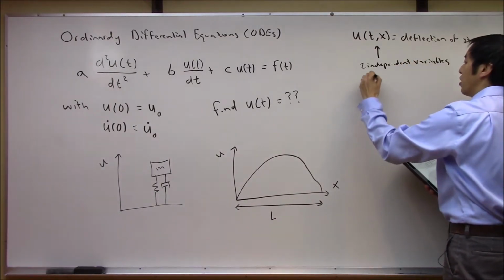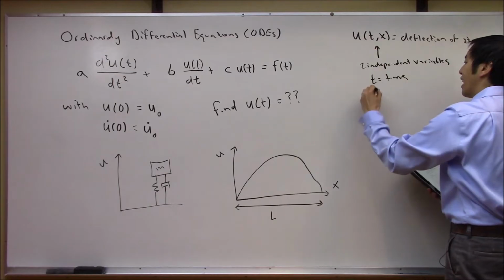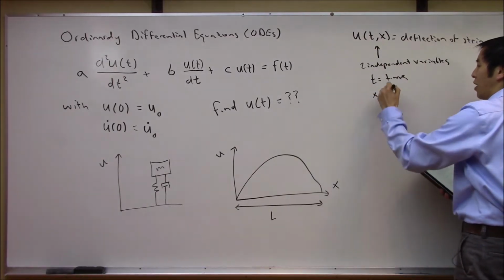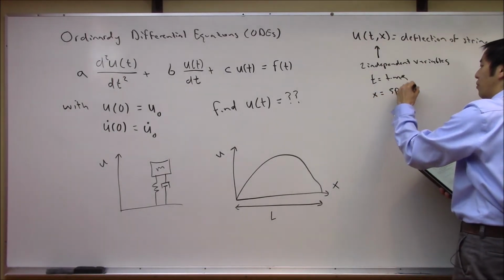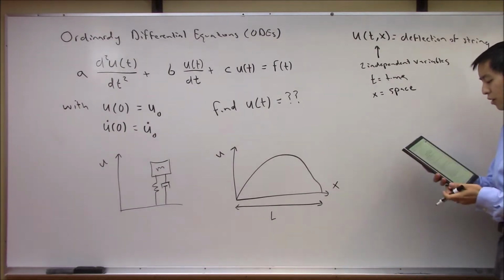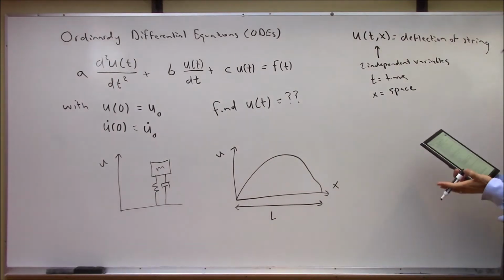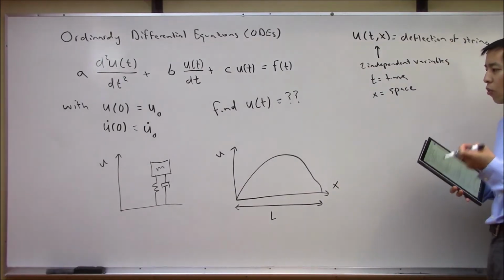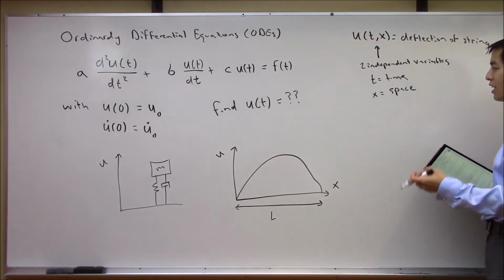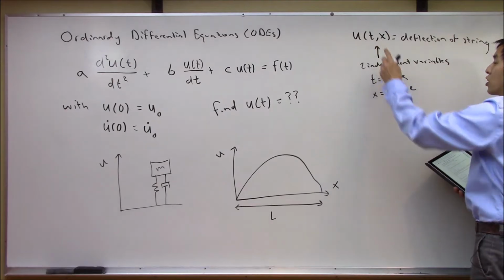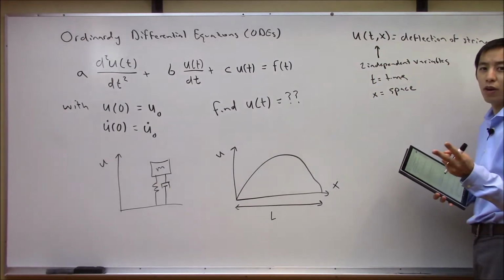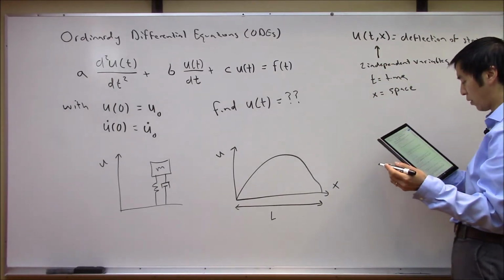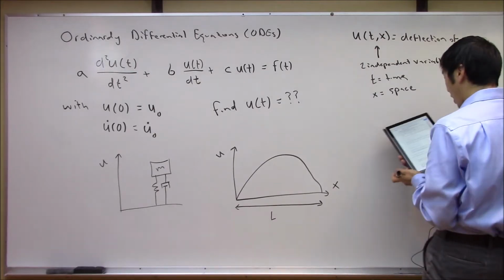You've got t here, which is time, and x here, which is some sort of, I guess we can call it space, right? Because it's some spatial location at an x distance here. So in this case, the deflection of this string is not going to be governed by an ordinary differential equation. I need to find this function u, which is a function of two independent variables, and that's what makes this a partial differential equation. So let's go ahead and write that down here.